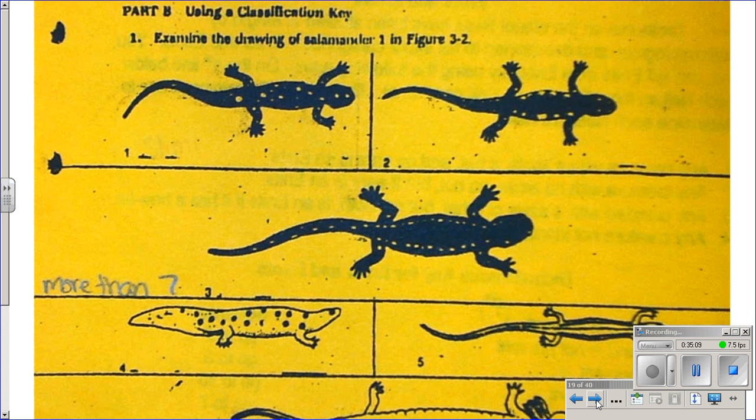So work on, you should identify all 11. It should probably take you about 10 minutes. Write on your own paper, just in your notes, it's fine, okay? Because I keep these from year to year, I try not to kill too many trees. Identify these salamanders, okay? We only did number one. You guys need to do 2 through 11.